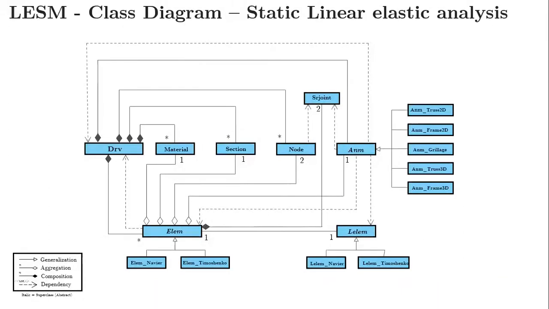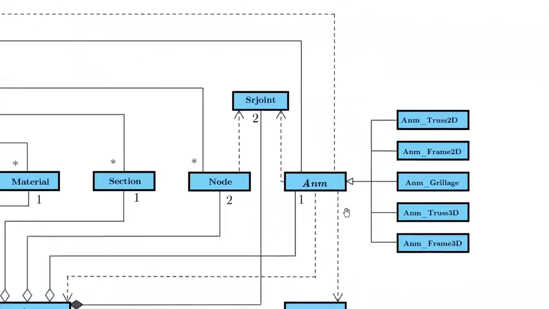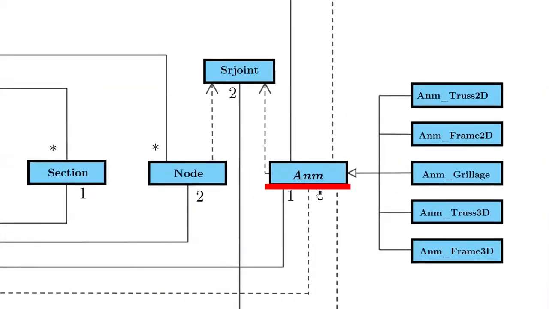This is the class diagram of the static linear elastic analysis of LESM. The objective here is to briefly describe the classes that are responsible for the composition of this first version of the software, starting with the AM class. The AM class is the analysis model class. It is an abstract superclass that generically specifies an analysis model in the program.